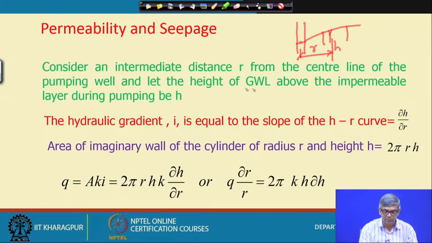That is explained from this statement. And then the hydraulic gradient i is equal to the slope of the h-r curve, so del h by del r. So, this curve, the h-r plane, gives del h by del r.